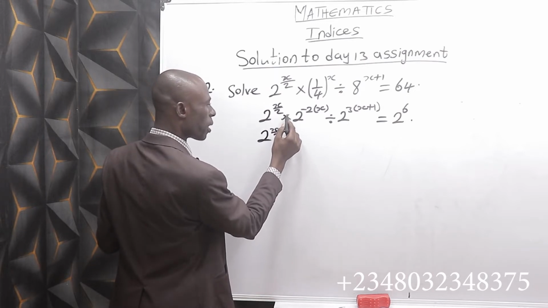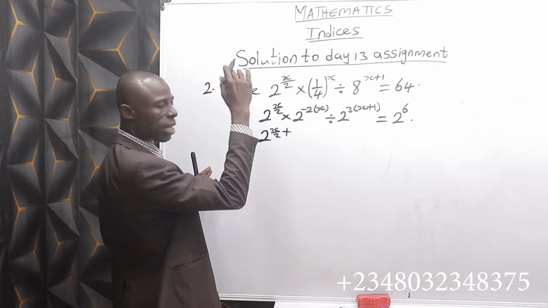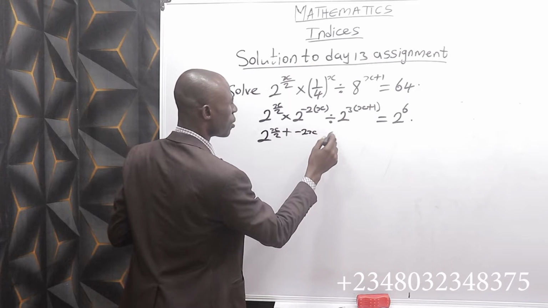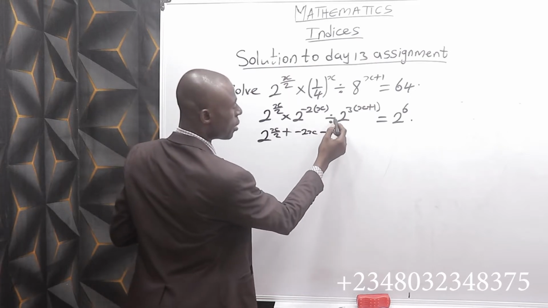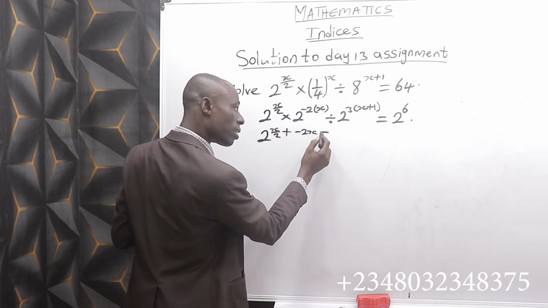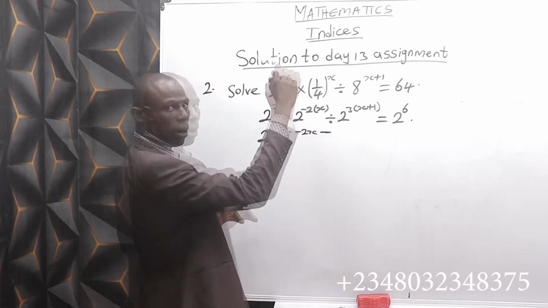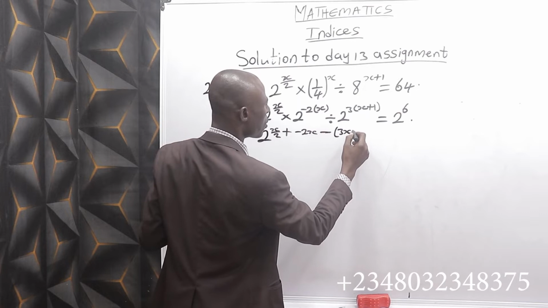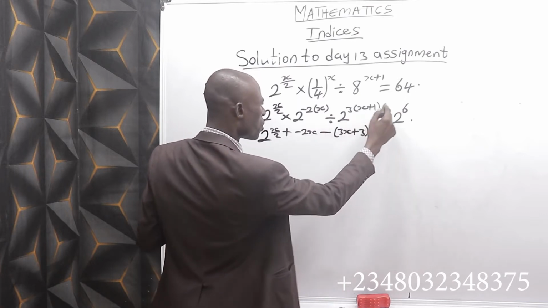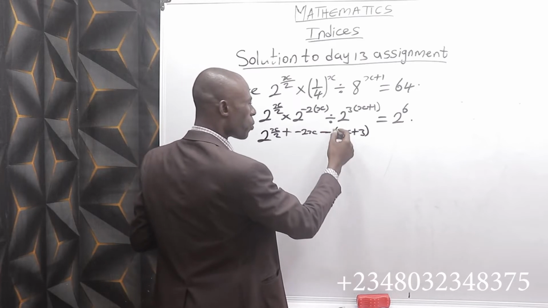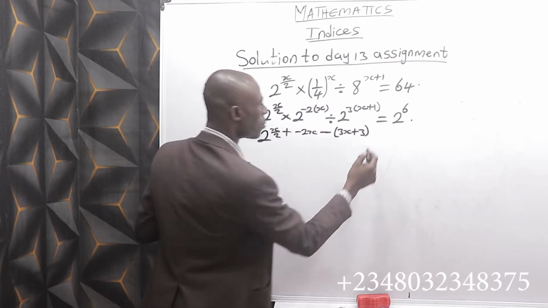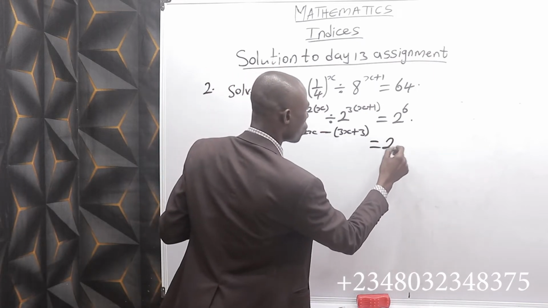plus, this multiplication changes to addition in the exponential region, as negative 2x minus, it is this division sign that changes to this subtraction in the exponential power area. So as 3x plus 3. I opened this bracket already, but I put this bracket because of the negative sign here, which is equal to 2 raised to power 6.